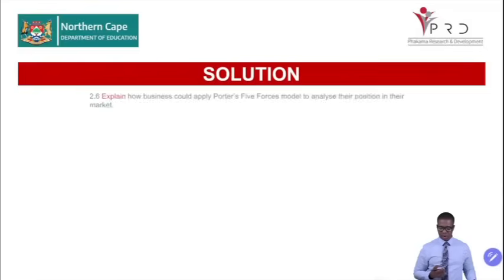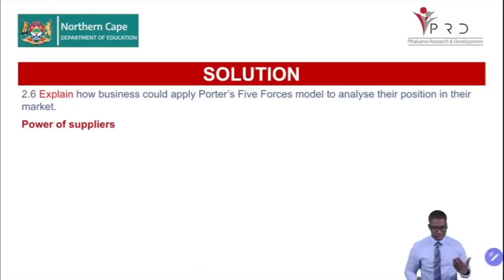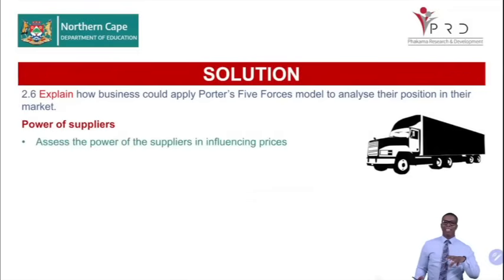Now, let us look into explaining how to apply Porter's 5 forces if a direct question is to come. This is how you should go about explaining. Start by naming the Porter's 5 forces. We have the power of the supplier here. What are we saying? As a business, in this regard, we're talking about Louisa's hair salon. Louisa would have to analyze or apply Porter's 5 by doing the following.